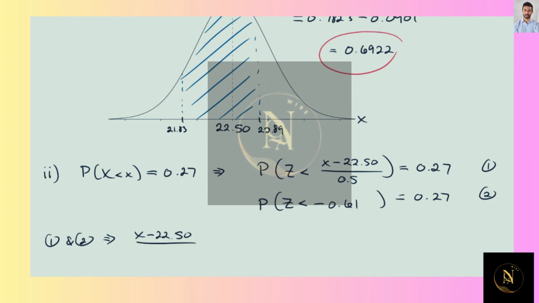So this gives us the following equation. And so we get x equals 22.195. So we can say that 27% of rollers are below 22.195 millimeters.